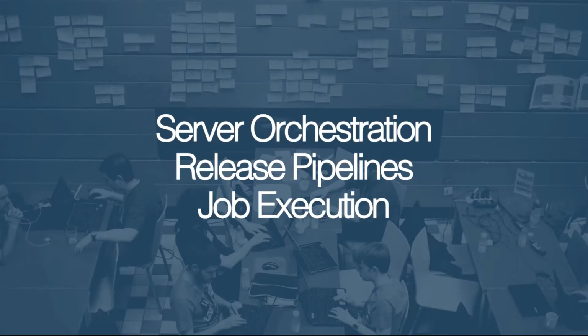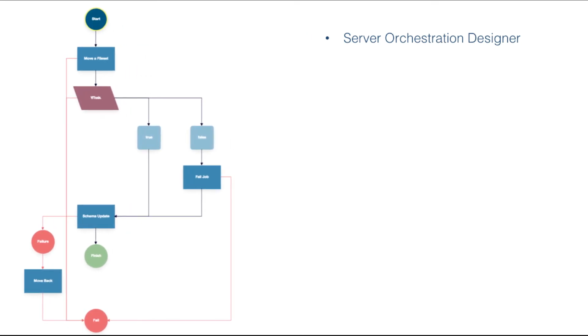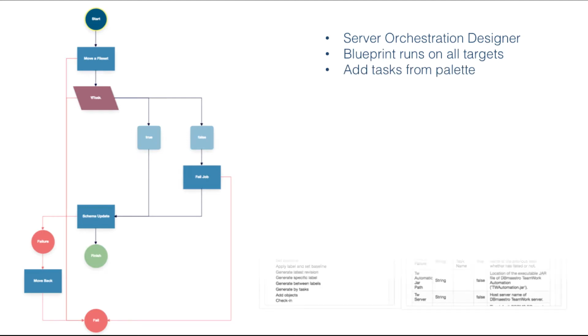Okay, so now we're going to move on to server orchestration, release pipelines, and job execution. So firstly, we're going to look at the project again. And here we can see the server orchestration designer that we've already discussed. So as I said before, this is a blueprint that runs on all targets for this project.